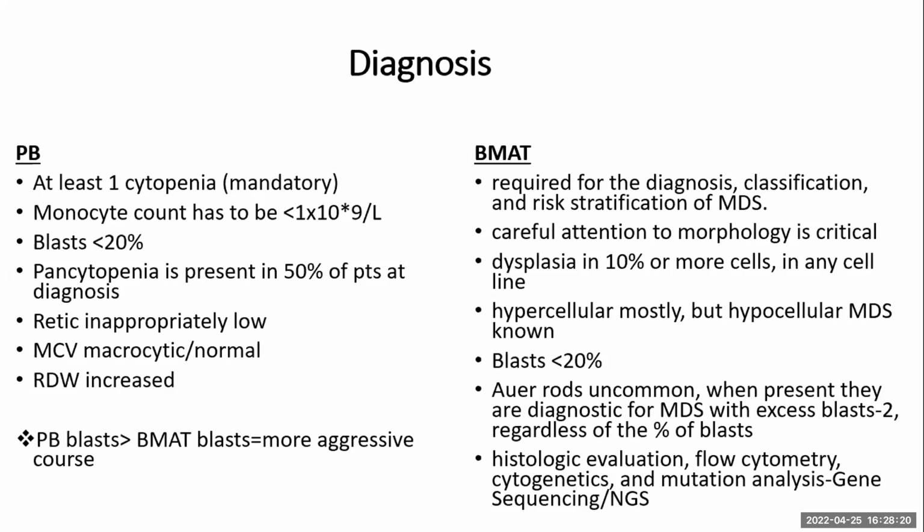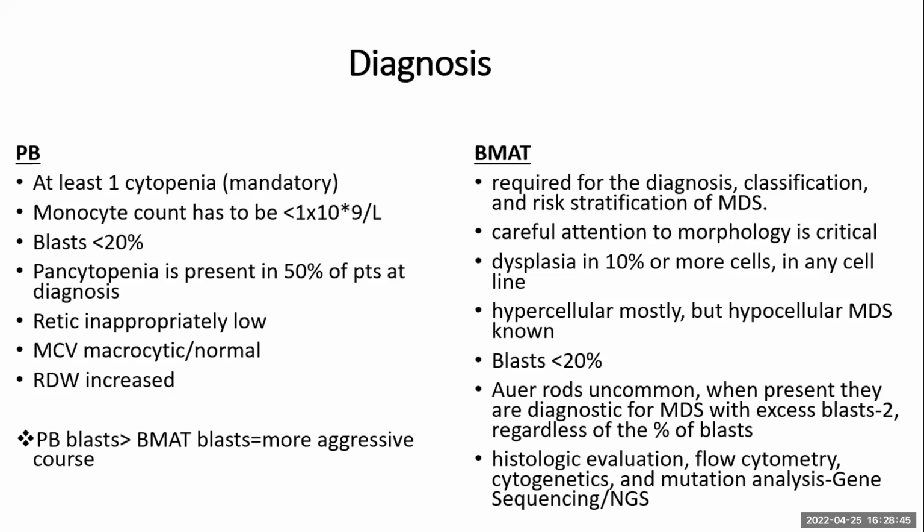And then the anemia is usually macrocytic, or it may be normocytic, and the red cell distribution width is usually increased because of the ineffective hematopoiesis. So if the peripheral blast count is more than the bone marrow blast count, this may signal a more aggressive cause for the disease, and the patient will need closer follow-up.